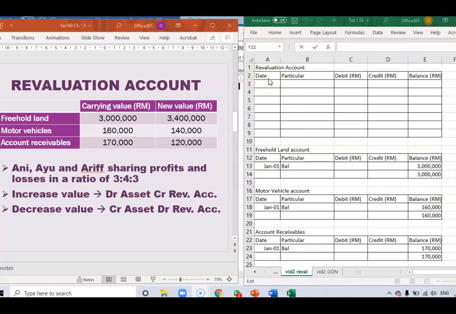Remember, when we say account, it will be a ledger. So you have the titles: date, particulars, debit, credit, balance. Okay, now it says here the freehold land, the carrying value, the balance, is 3 million. Now the new value is 400,000. So let's say the change in the partnership is on the 1st of July. So July 1st.